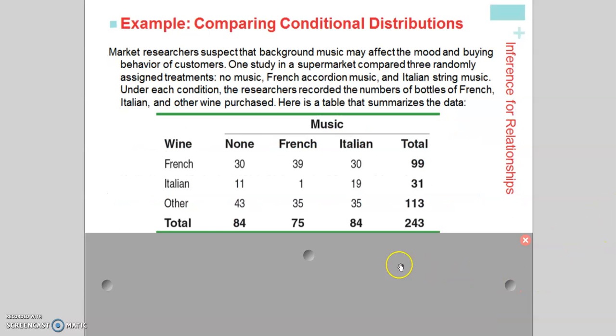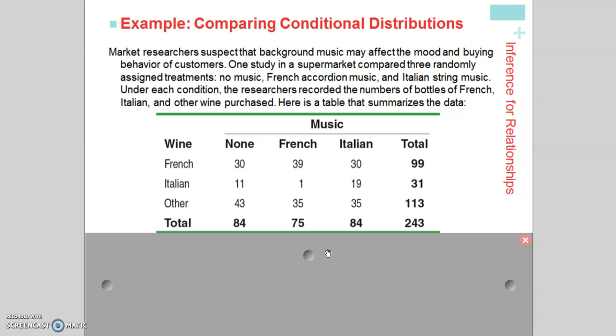So these are going to be the two other types of chi-squared tests that we're going to learn in this chapter. All right. So let's say market researchers suspect that background music may affect the mood and buying behavior of customers. So there was a study in a supermarket that compared 3 randomly assigned treatments.